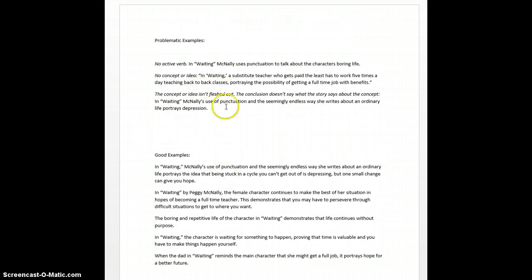These are problematic examples. Remember to have all three parts of your thesis statement. You need the author's opinion of the theme last. You need an active verb in the middle. And first, you need what proves that this actually is the author's opinion of the theme. If you have questions, please talk to me.